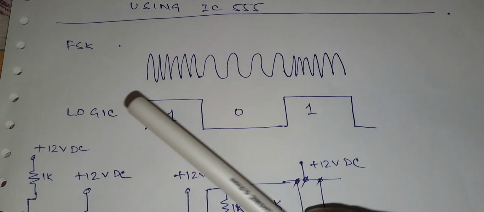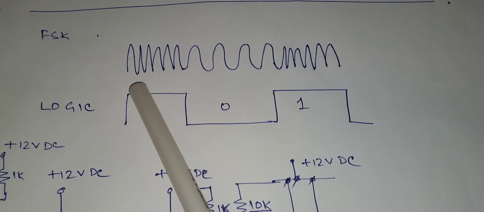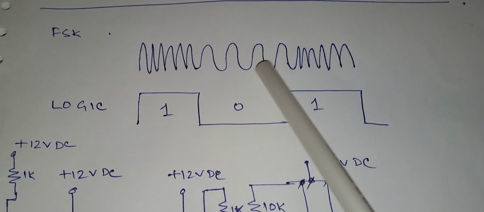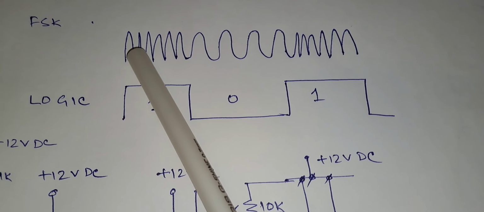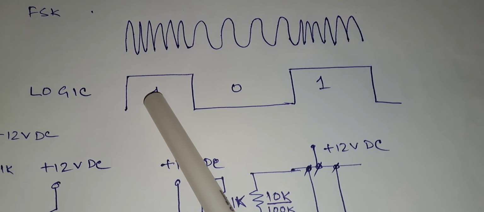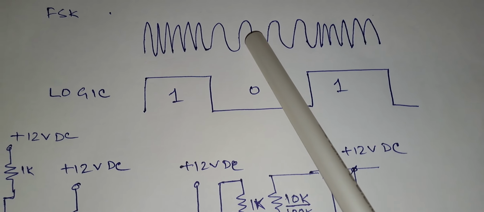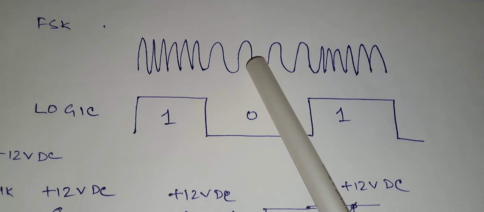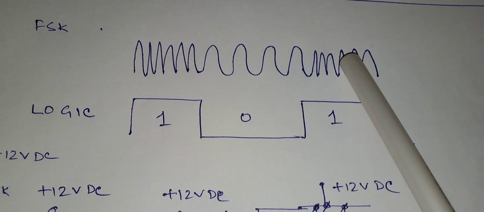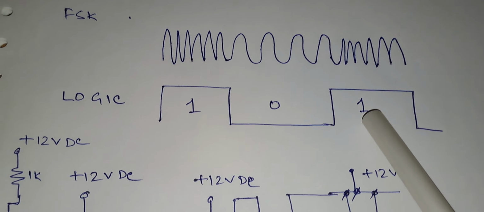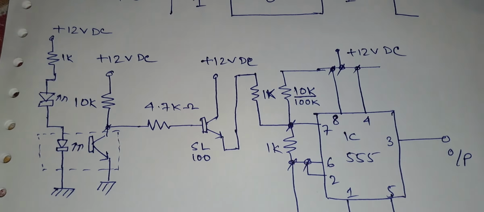So as you can see here, this is the FSK signal. You can see this is a waveform with a variable frequency. When the frequency is high, we can interpret it as a logic 1, and when the frequency is low, we can interpret it as a logic 0. Again, when the frequency is high, we can interpret it as a logic 1. So let us look into the circuit diagram.